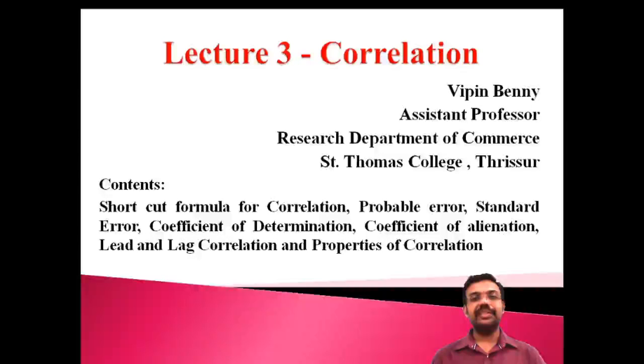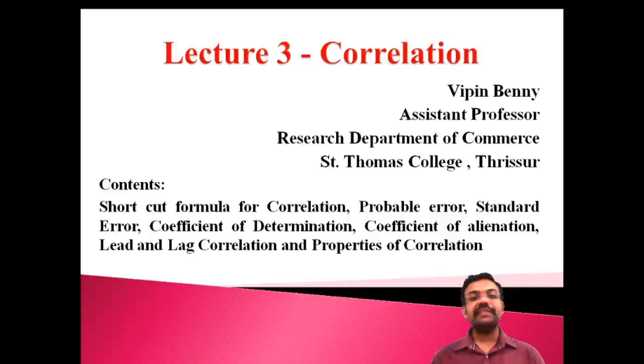Up to the second lecture, we discussed the different methods of the coefficient of correlation. Three methods were discussed: the Pearson correlation coefficient, Spearman, and the concurrent deviation method. In the third lecture, we are going to discuss the shortcut formula for the coefficient of correlation, the probable error of the coefficient of correlation, the standard error, the coefficient of determination, the coefficient of alienation, lead and lagging series of correlation, and the properties of correlation. These are the important contents of the third lecture.